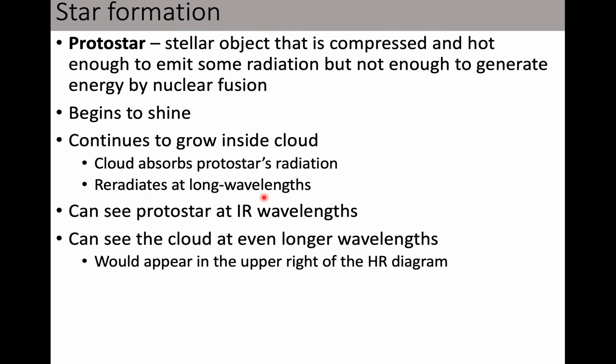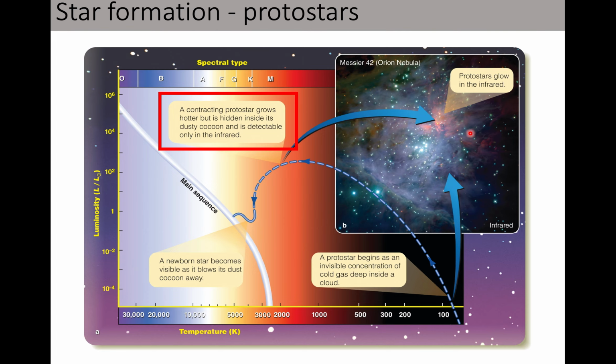If we look in the infrared and see an area of intense long wave radiation, we know that there is a star forming in that region. So we can see within that cloud that there are stars forming within that area of the ISM. So at this point, the object would be in the upper or middle right side of the HR diagram.